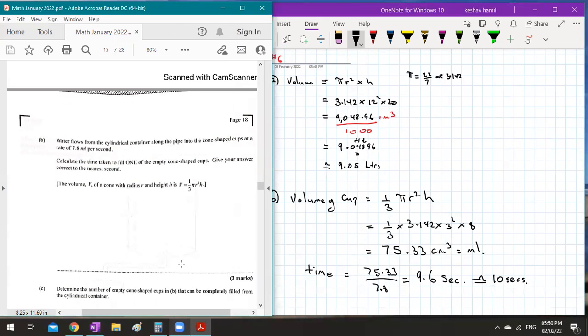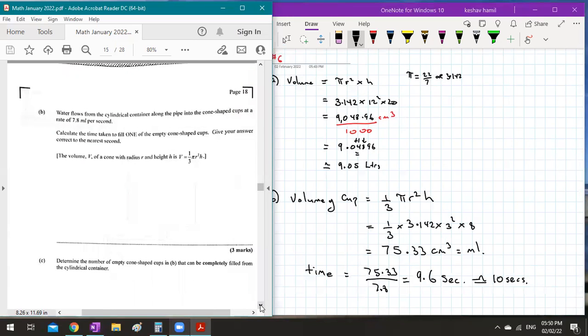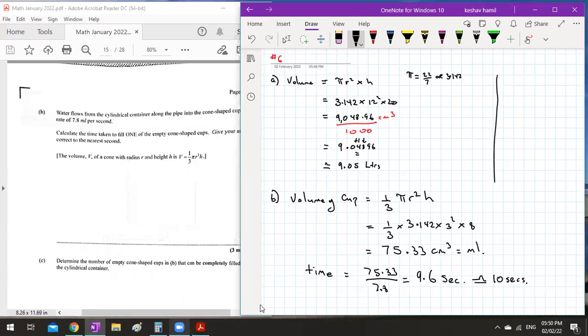Part C, determining the number of empty cone-shaped cups that can be completely filled from this cylindrical container. All right. So that's where it gets a little bit tricky. This is in centimeters cubed, and this is in centimeters. So what they're asking us to do is find out how many cups we could get out of this amount.